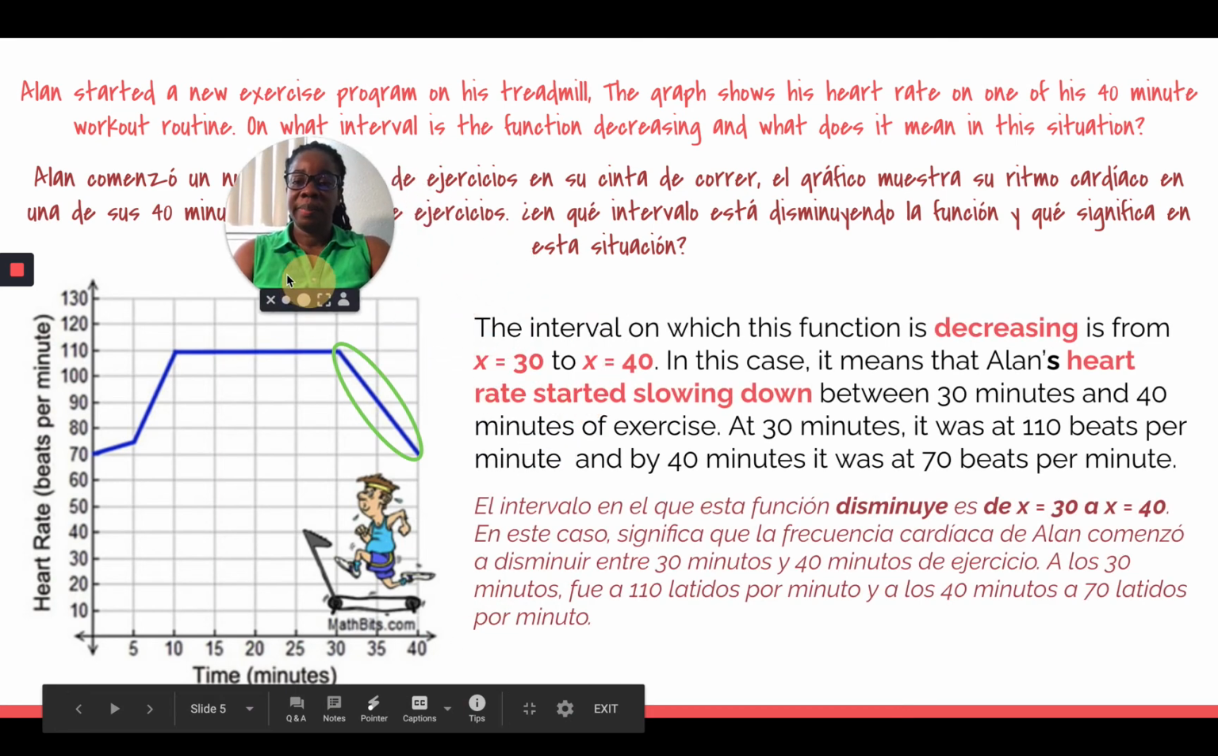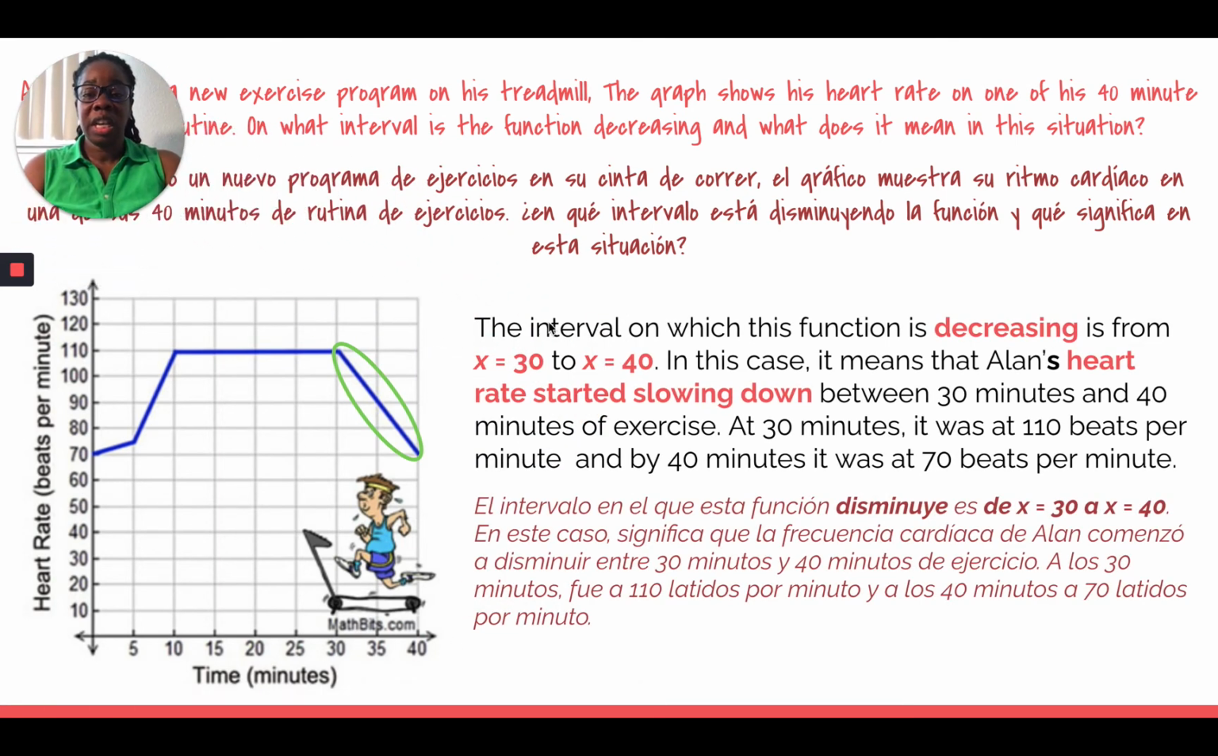So in this particular situation, the interval on which the function is decreasing is from x equals 30 to x equals 40. In this case, it means that Alan's heart rate started slowing down between 30 and 40 minutes of exercise. As we can see, at 30 minutes, Alan's heart rate was 110 beats per minute, and at 40 minutes, his heartbeat was 70 beats per minute.